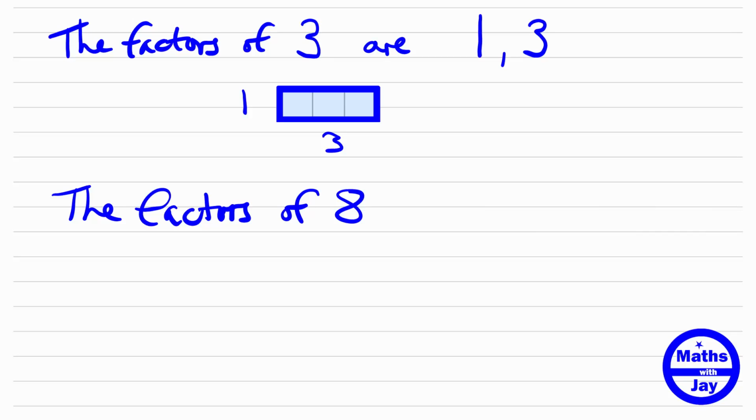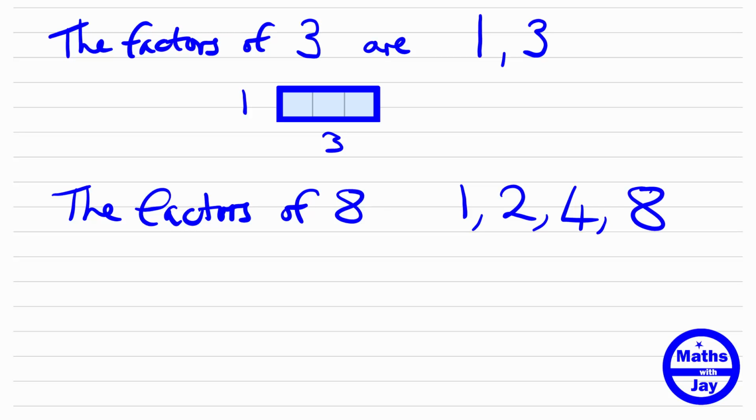So again, 1 goes into 8, and 8's an even number, so 2 goes into 8. 3 doesn't go in, does it? Because 3 would go into 6 and 9, so no, 3 doesn't go into 8, but 4 does. In fact, 2 4s are 8. And 5 doesn't go in, 6 doesn't, 7 doesn't, and 8 does.